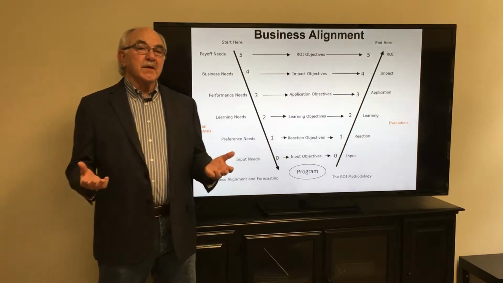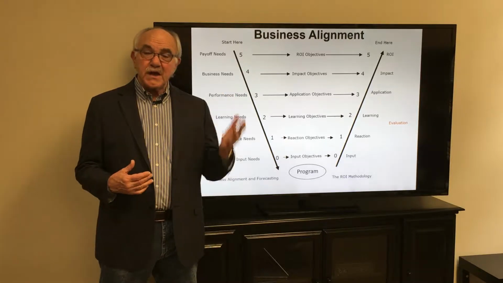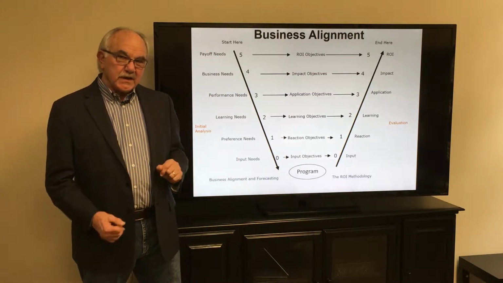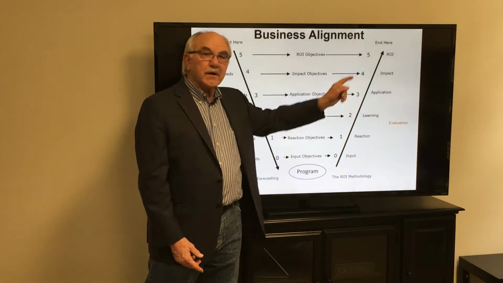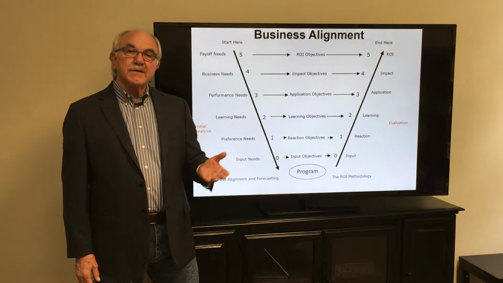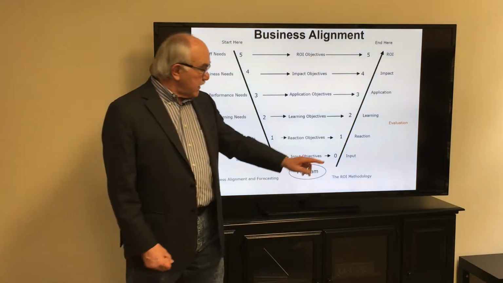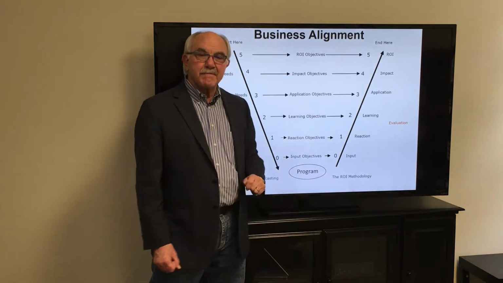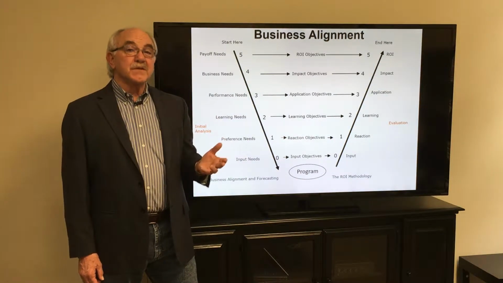So previously in the results mastery videos, you've looked at a value chain that shows you how the data flows. You see this value chain starts with input, goes all the way to ROI. Then you had individual videos about how do you measure success for reaction, learning, application, impact, and ROI. Now I'd like to discuss the rest of the story.